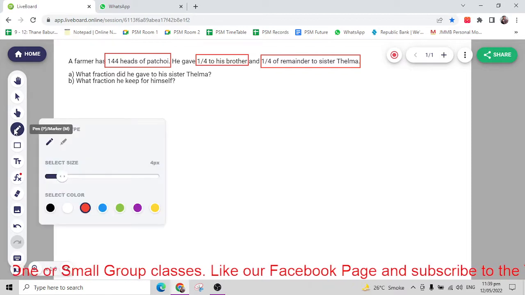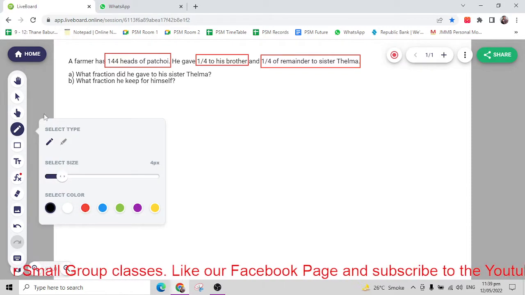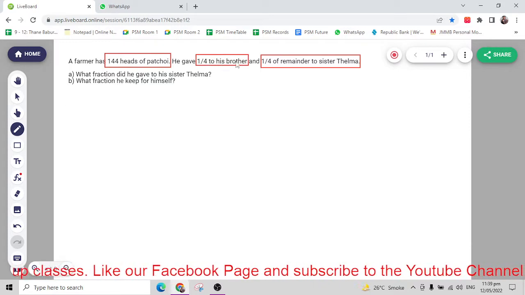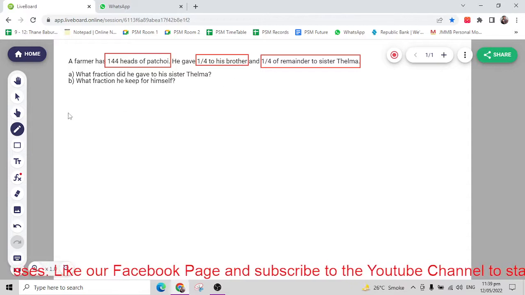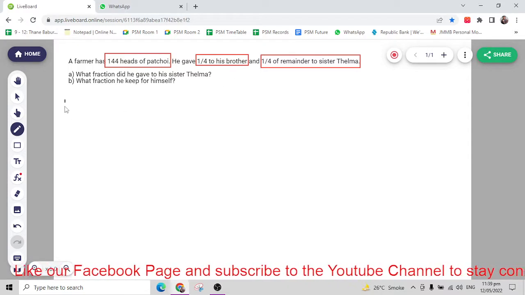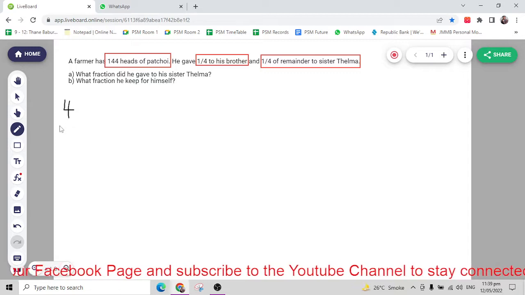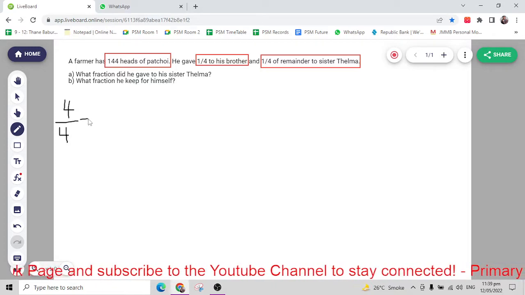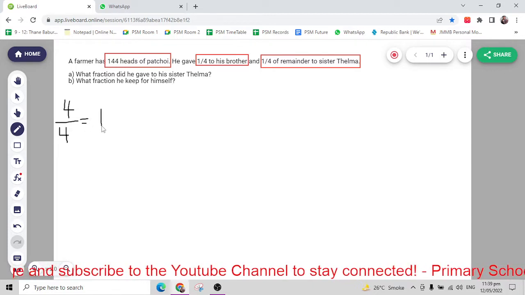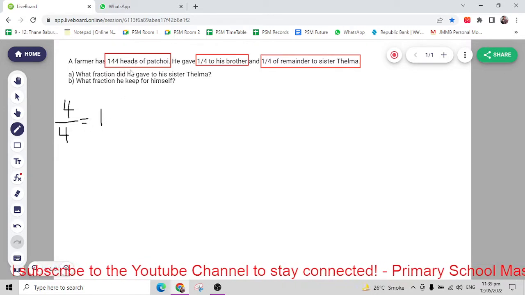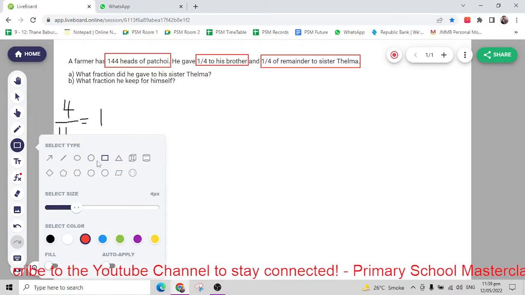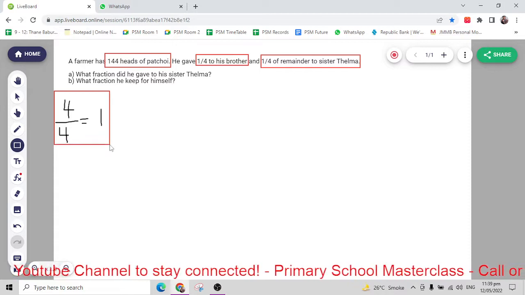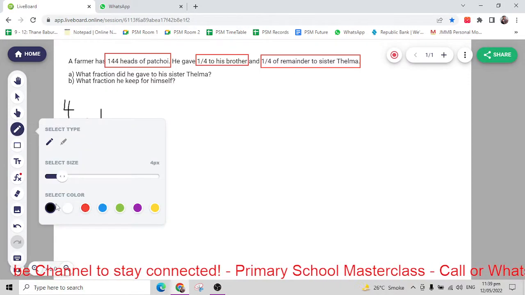Okay, so we need to know our fractions. We need to remember that since we are working with quarters, then we can work with our denominators, be it in terms of 4. So we know our fractions, 4 over 4, that would represent a whole, or in this case, all the heads of pak choy. So that would be 4 over 4. Okay, so let me just put that together, compartmentalize that.